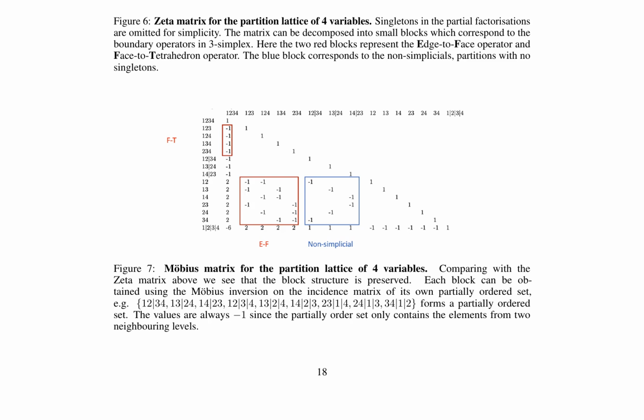Each block can be obtained using the Mobius inversion on the incidence matrix of its own partially ordered set, such as 12|34, 13|24, 14|23, 12|3|4, 13|2|4, 14|2|3, 23|1|4, 24|1|3, 34|1|2, which forms a partially ordered set. The values are always 1, as the partially ordered set only contains elements from 2 neighboring levels.